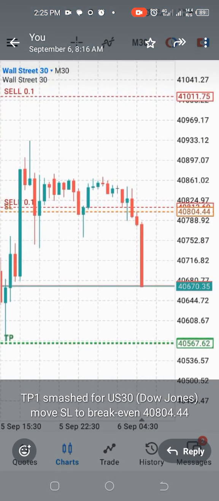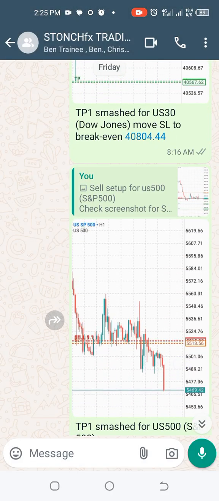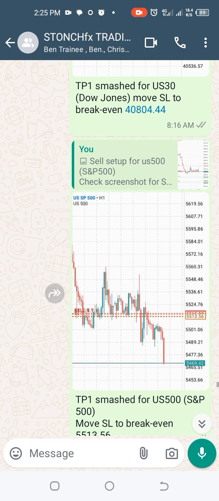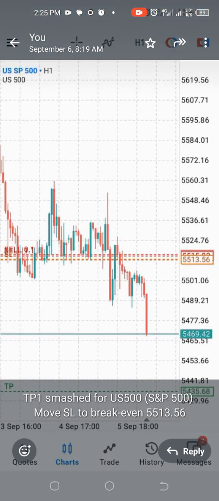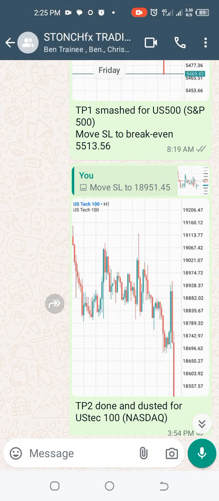It smashed TP1 accordingly. I notified and updated my team to move Excel to break even. And US 500, which is S&P 500, also smashed TP1.